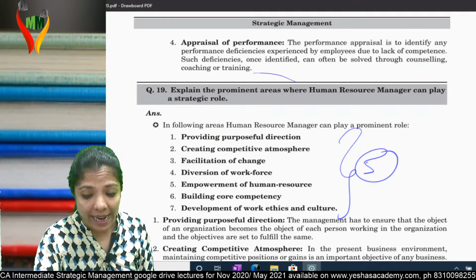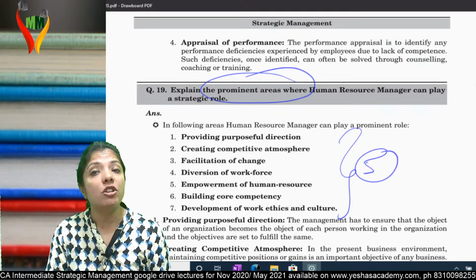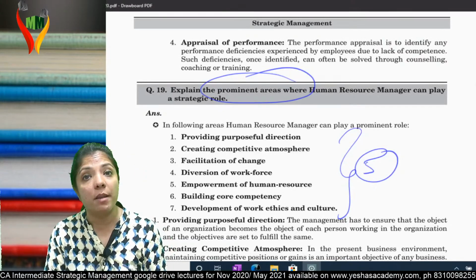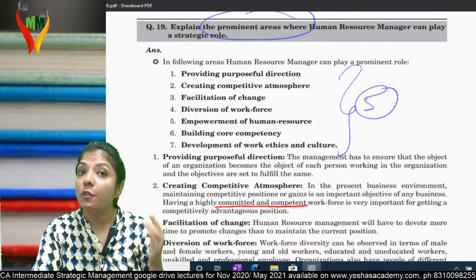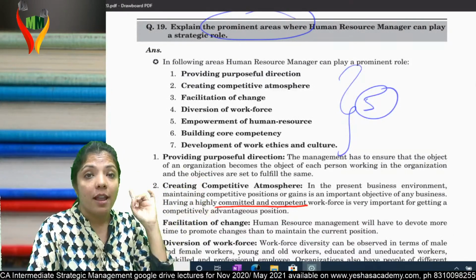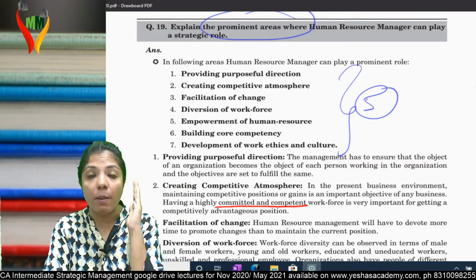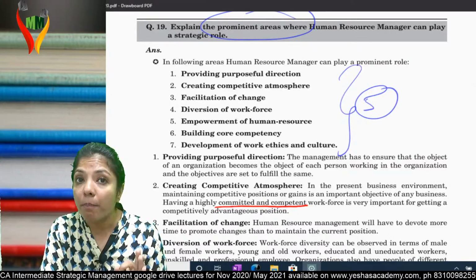Now the 19th question can be asked directly for 5 marks. Explain the prominent areas where the HR department plays a very important role, where HR managers play an important role. First area, providing purposeful direction. The direction of the employer and the direction of the employee should be the same. Who ensures that purposeful direction? HR team. Second, creating a competitive atmosphere.